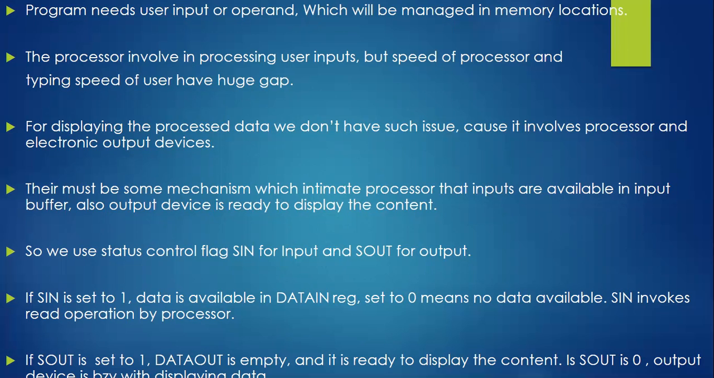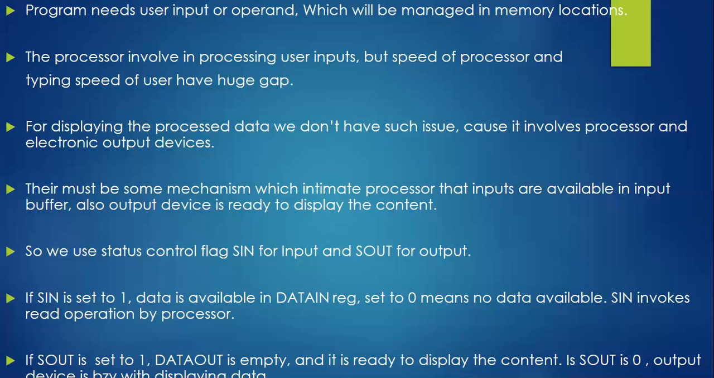Now we'll see whether we have any such issues while displaying the output result. For displaying the processor data, we don't have such issues because it involves the processor and an electronic output device. For displaying the result as output, we are dependent on some gadgets, obviously, electronic devices like our monitor, touch screen, projector, printer, or audio speakers. These are what we call output units.